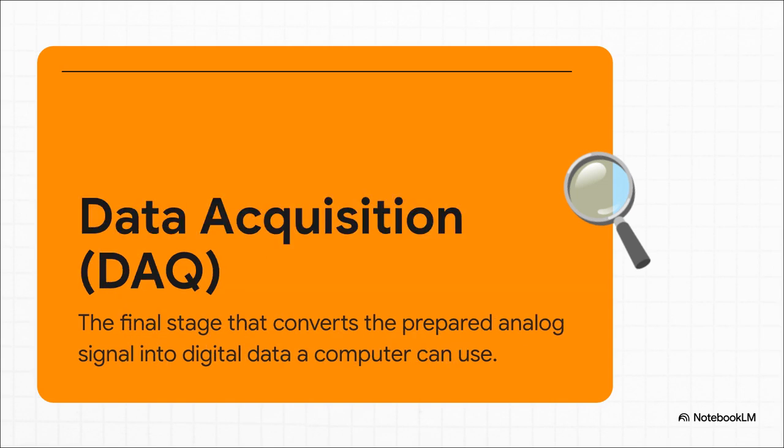And that brings us to the final step, data acquisition, or just DAQ for short. Honestly, this is where the magic really seems to happen. This is the stage that takes that nice, clean, amplified electrical signal and converts it into a digital number, a series of zeros and ones that the thermostat's little computer brain can finally process and use to make a decision.